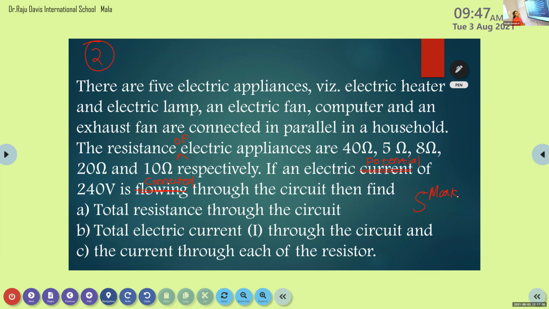So how many resistors are there in this case? 5 resistors. They are the electric heater, electric lamp, electric fan, computer and exhaust fan. All these appliances act as resistors in the present case. So we have 5 resistors, and all these 5 resistors are connected in parallel to an electric circuit with a potential difference of 240 volt.